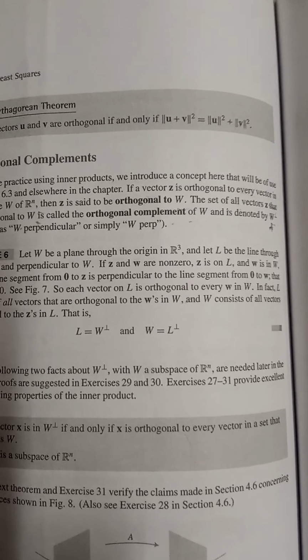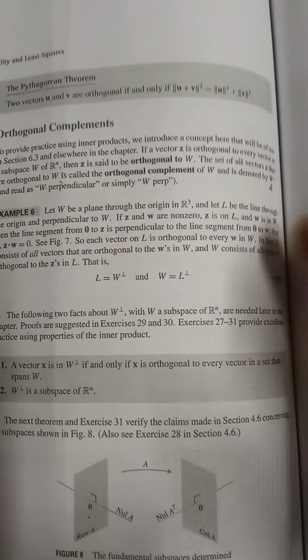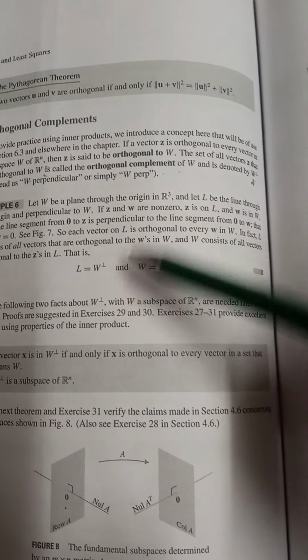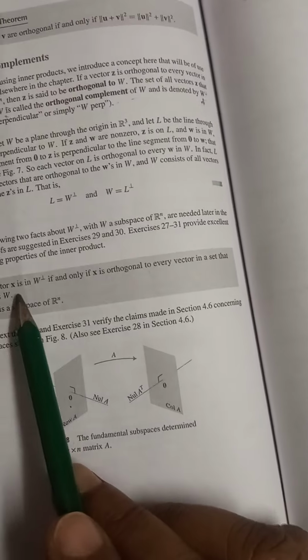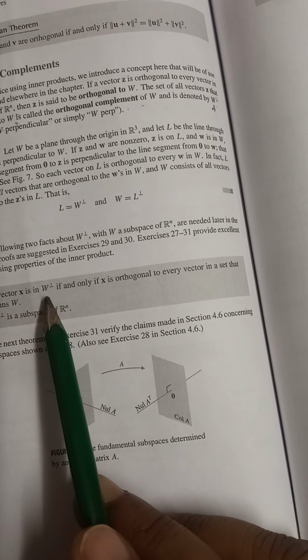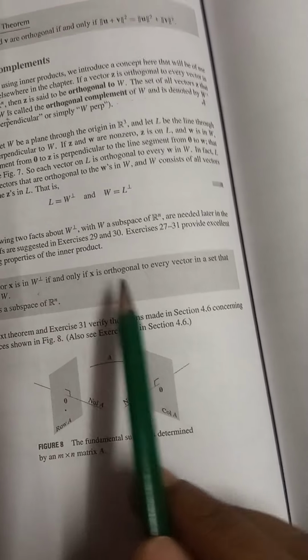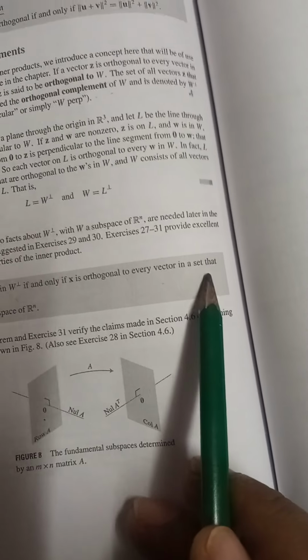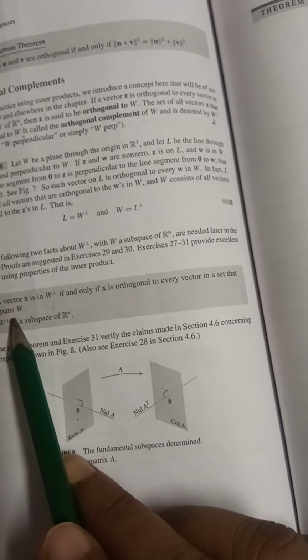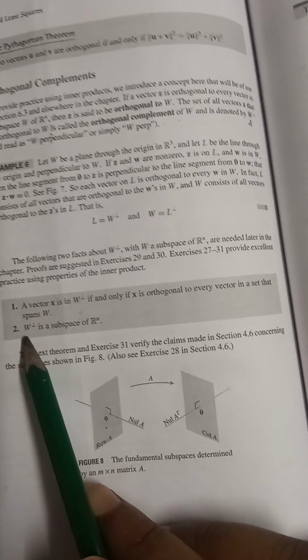It is denoted by W to the power of perpendicular symbol. And one example is there. It's not necessary, right? And some properties are also there. See here. A vector x is in the orthogonal complement of W if and only if x is orthogonal to every vector in the set that spans W. That is true, no?